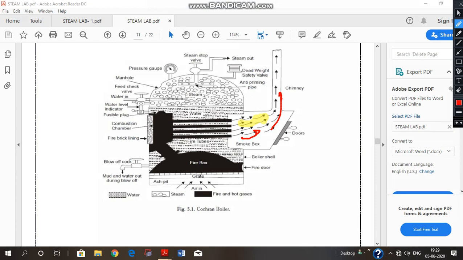Now, since water is in the stationary condition and only flue gases are flowing, the efficiency of the fire tube boilers is not very high. Fire tube boilers' efficiency is less compared to the water tube boilers. The thermal efficiency, or the boiling efficiency, we can say.